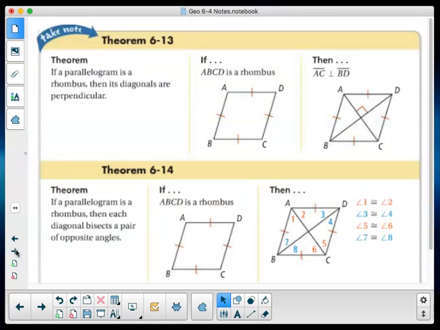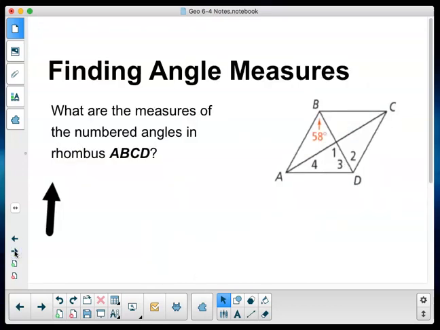Now, let's move on here. Finding angle measures. What are the measures of the numbered angles in the rhombus ABCD based on what we already know?